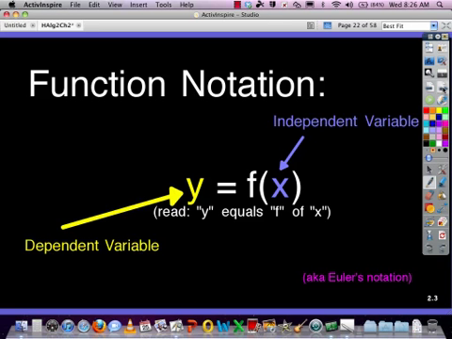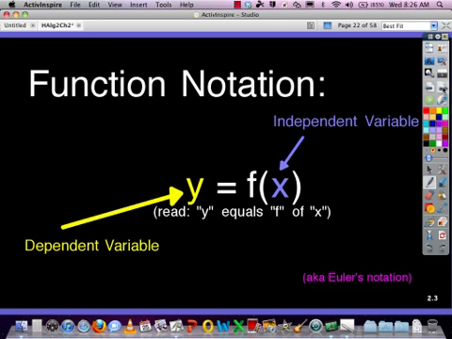You would read it as y equals f of x, where the independent variable is listed on the right-hand side, and the dependent variable, y, is listed on the left-hand side. Y equals f of x. So your answer is equal to this function evaluated at this number x.